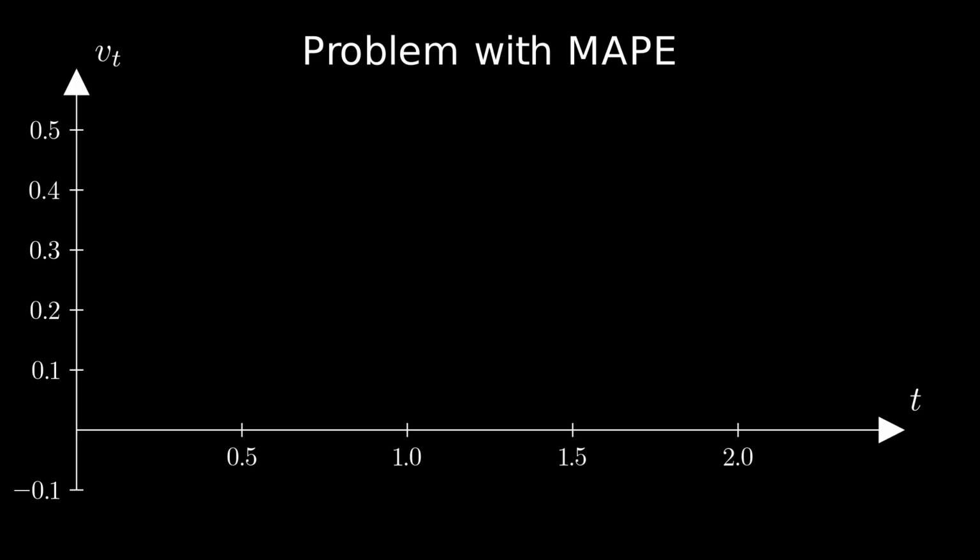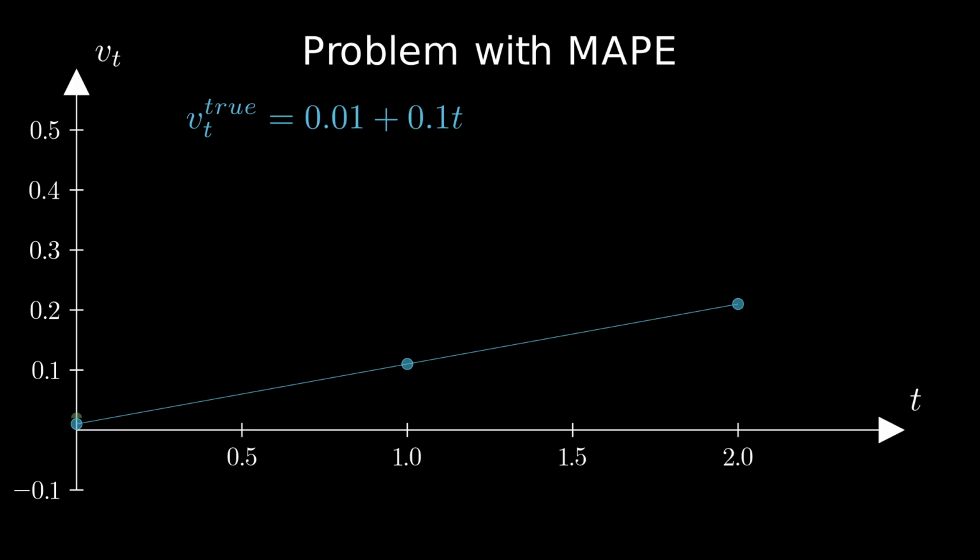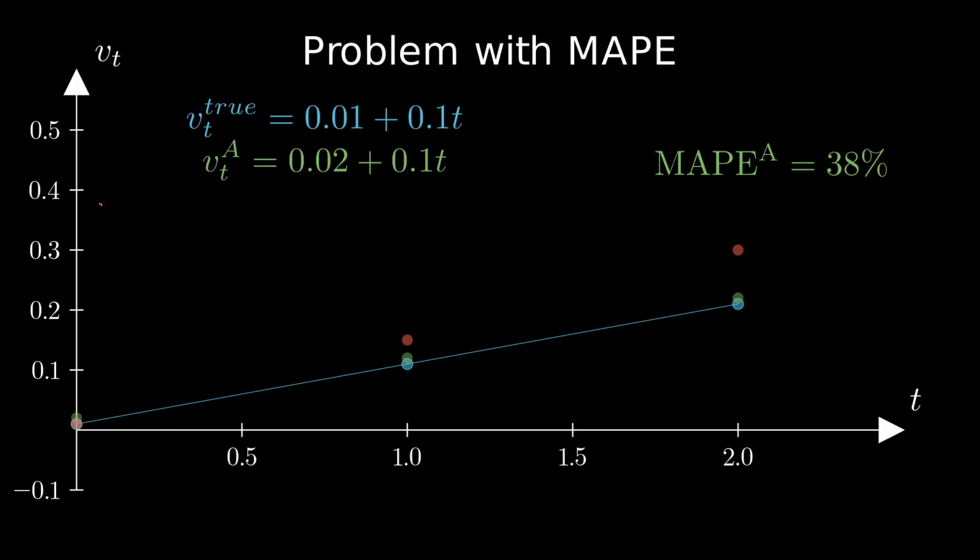In the example, the true values following the blue line are from this equation. The first model, model A, performs the green predictions using this relation. These predictions result in a MAPE of 38%. The second model, model B, performs the red predictions using this equation. Obviously, model A performs a much better job at points t equal to 1 and 2.